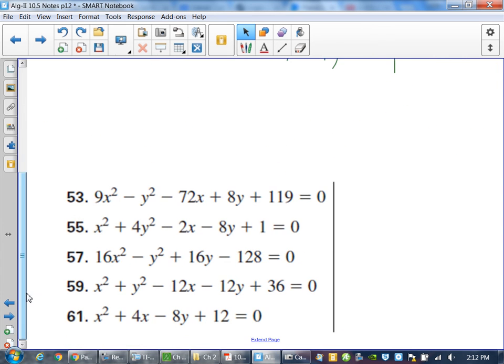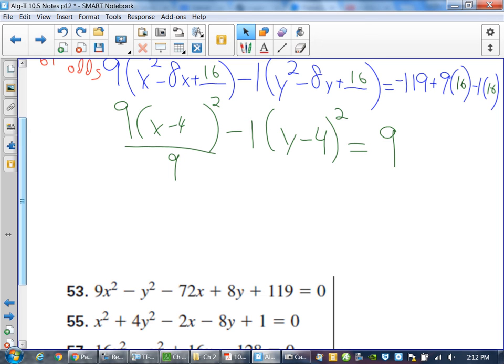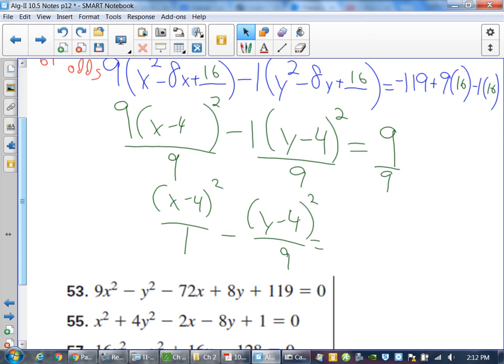If you divide it by 9, you're on the right track. So now you have the quantity x - 4 squared over 1, minus y - 4 quantity squared over 9. It's left and right with an a squared of 1, a b squared of 9, and a c squared of 10. For some reason, I thought the a squared had to be bigger.